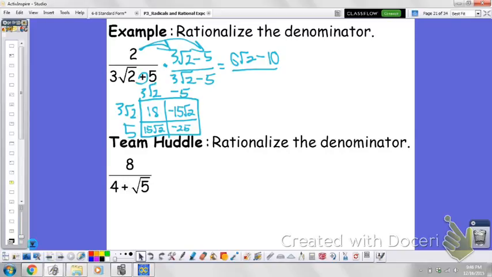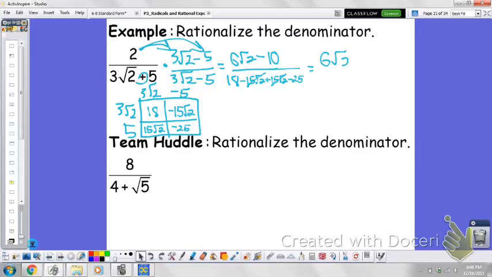So my denominator will be 18 minus 15 root 2 plus 15 root 2 minus 25. Now, here is where multiplying by the conjugate helps. If you notice, we have a negative 15 root 2 and a positive 15 root 2. Well, when you add those together, it will cancel out.